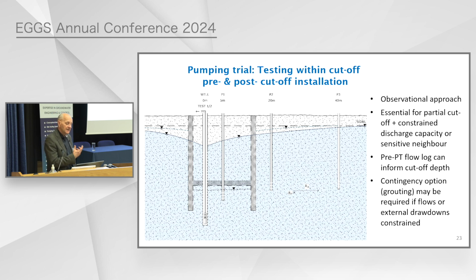You could actually restrict the screen length of the well and possibly try and look at the permeability around the toe of the diaphragm wall rather than have a long well. You might do that if you weren't in rock. And you'd need a contingency option in chalks, typically a grout curtain or a grout base plug, if flows look like they're unacceptable when you do the post diaphragm wall test.